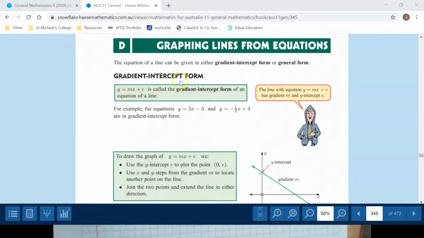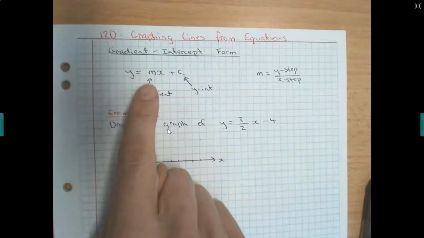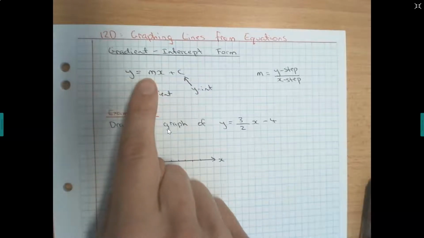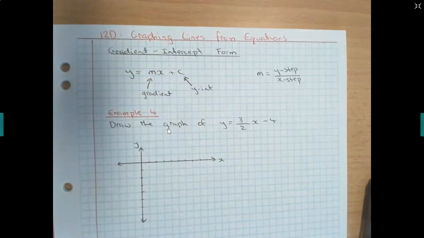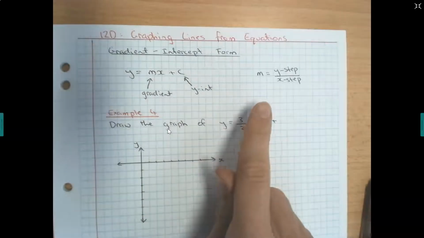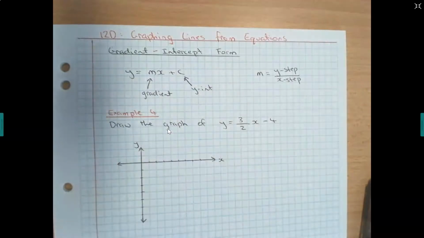Gradient-intercept form, which is the form that we were looking at last lesson, where we had y equals mx plus c, where m gives us the gradient or the slope of the line, and c shows us the y-intercept. And remember, the slope is always given by the y step over the x step.